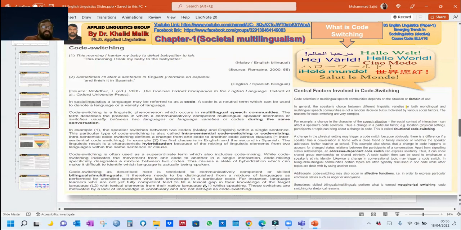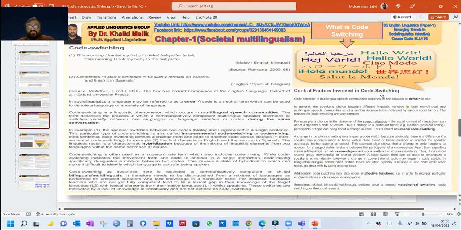For example, I'm a Pakistani, when I speak my native language, which is Urdu, I'm speaking L1. But when I'm speaking in the target language, that's called L2. Maybe it can be English. While speaking, these switches are motivated by a lack of knowledge in vocabulary and are not defined as code switching. So I give you this example, if you can see the mouse pointer, and the code switching in different languages.